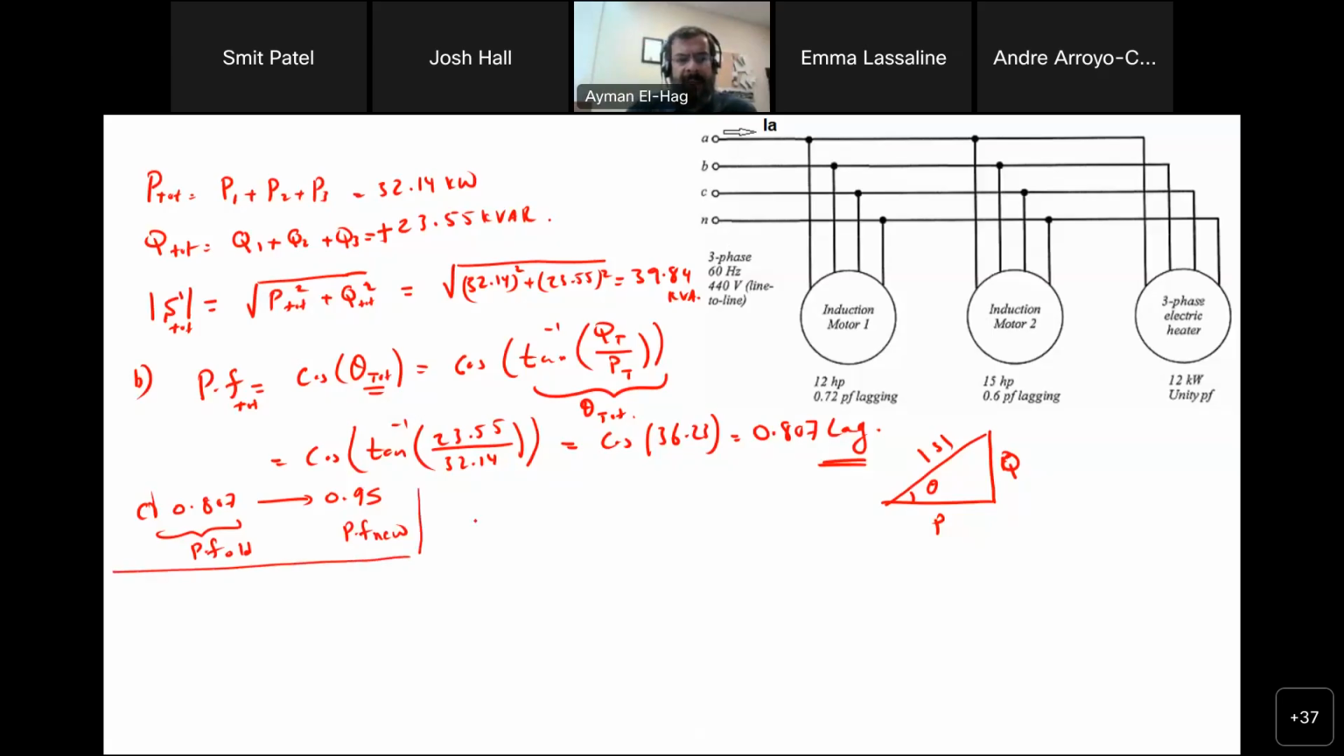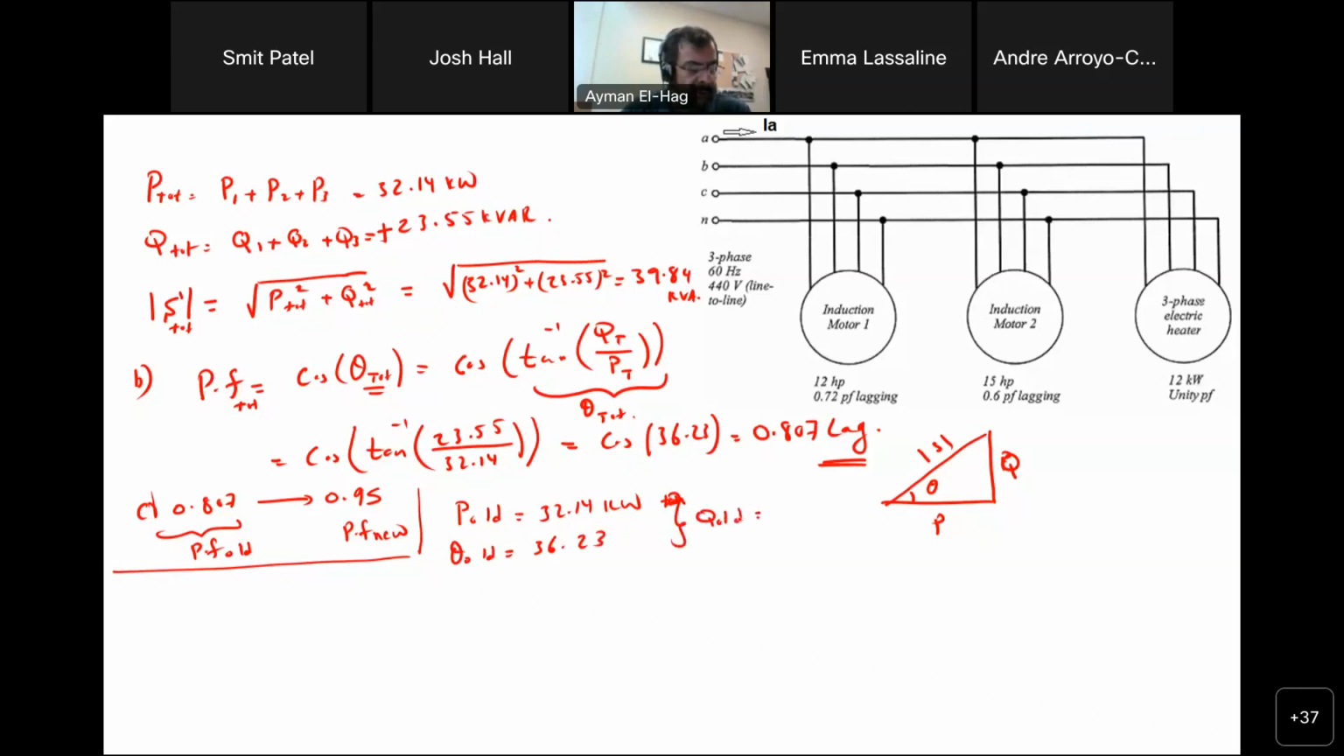So we will have P old, which we already calculated as 32.14 kilowatt. When we say old, it means before we do the correction. We call it before or after, it doesn't really matter. Old and new, the same thing. So P old is 32.14 kilowatt, and theta old, we already know, which is 36.23. And from this, we can find Q old.